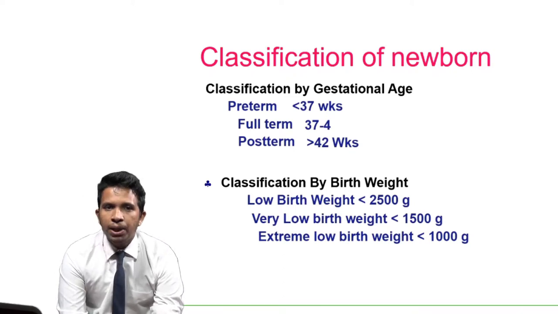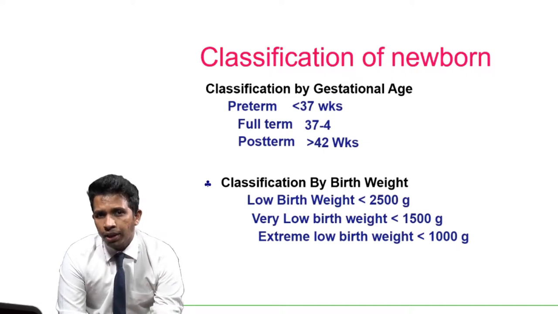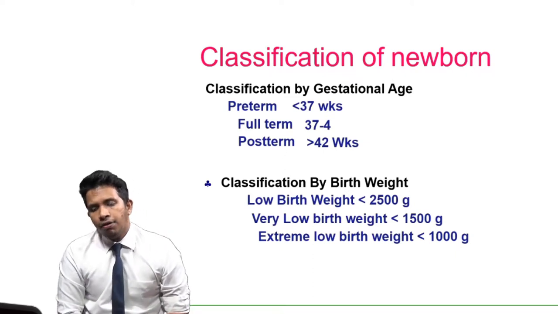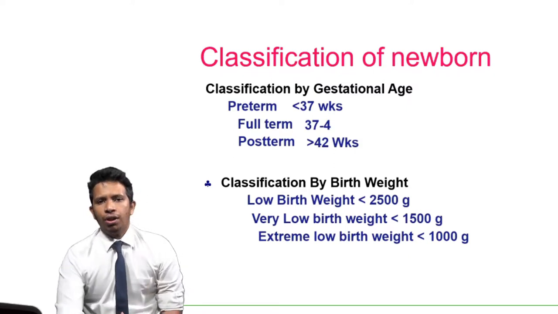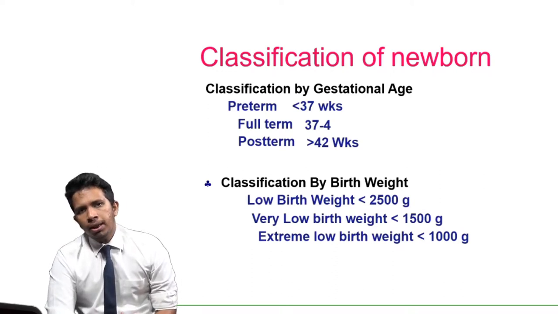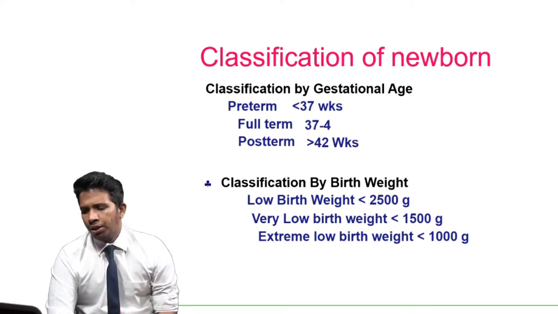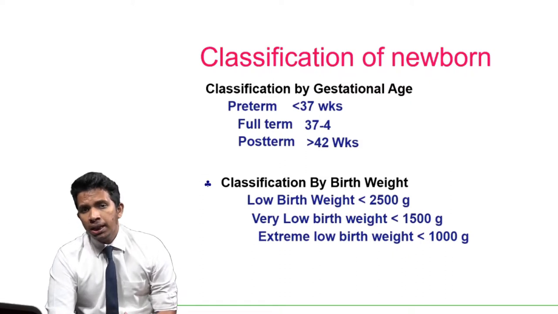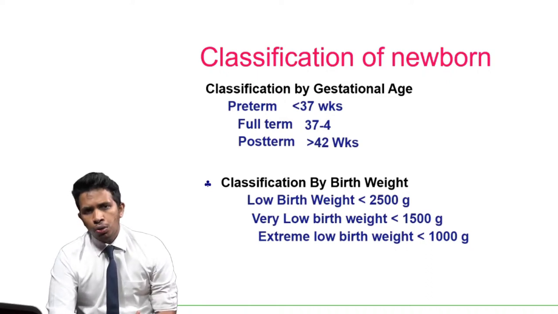A preterm baby is a baby that is born in less than 37 weeks of gestation. A full term child is born from 37 weeks to 40 weeks. That's a term baby. A postterm baby is a baby who is born after 42 weeks of gestation. We can also classify a newborn from their birth weight, and namely, we divide it into low birth weight, very low birth weight, and extremely low birth weight.